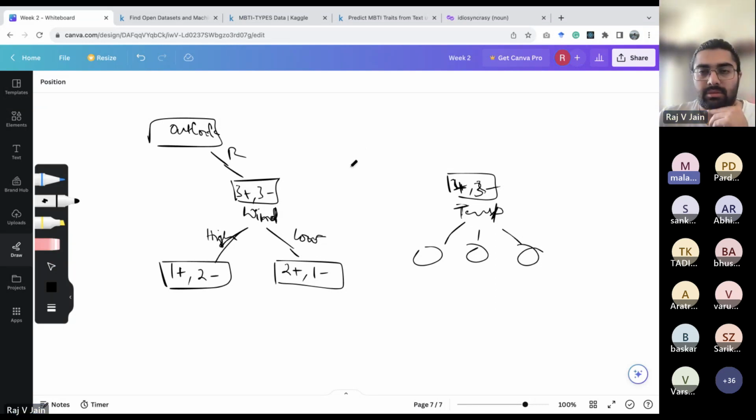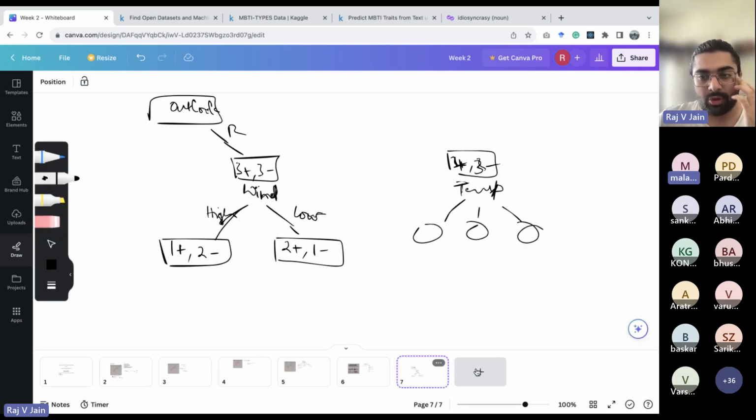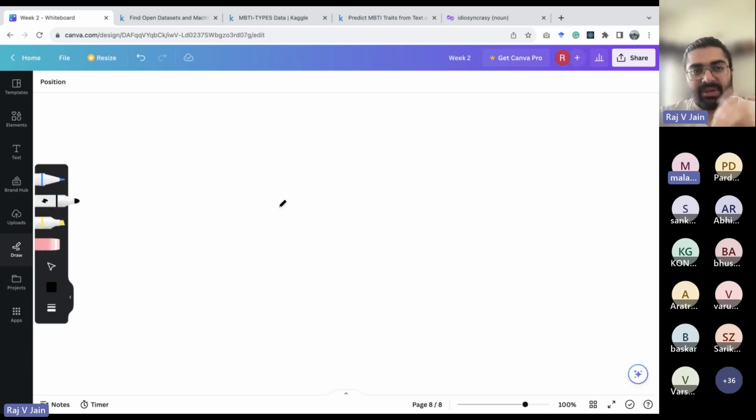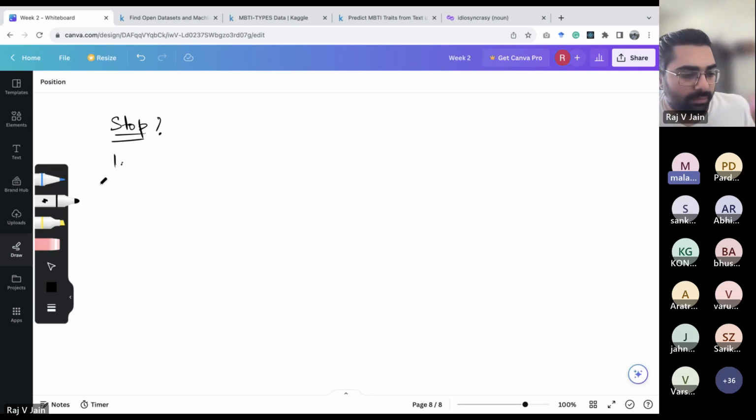And then how will we stop the tree? When will we stop? Good question. So when do you stop the tree? What approaches have been discussed in the videos? As per the video, we have to stop the tree once the entropy is zero. Entropy is zero. Fine.